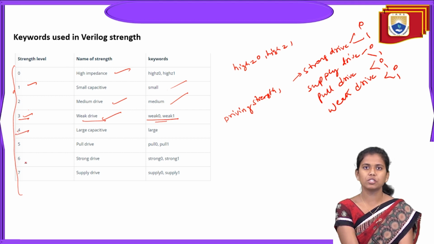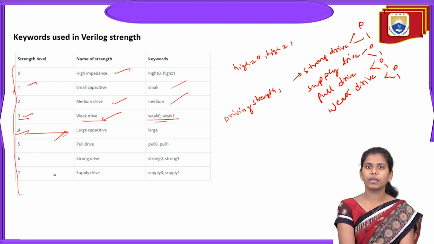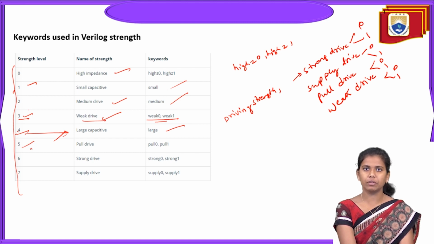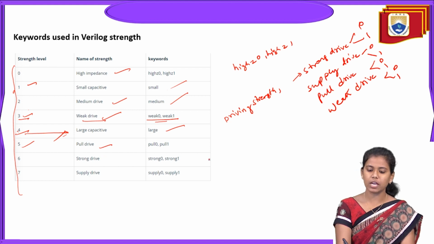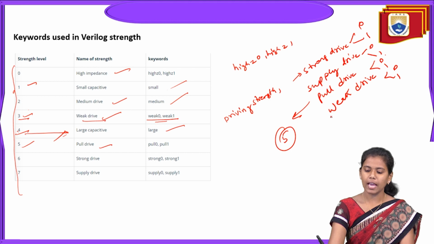And if the strength level is 4, for this we have large capacitance. Large is the keyword that we can use for the net holding a large capacitance. For the 5th strength level, we call it a pull drive, usually pull 0 and pull 1. So pull drive is for 5, the signal strength level is 5, and weak drive has strength level 3.